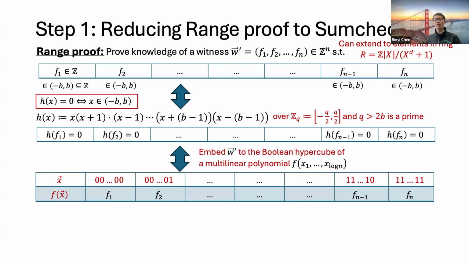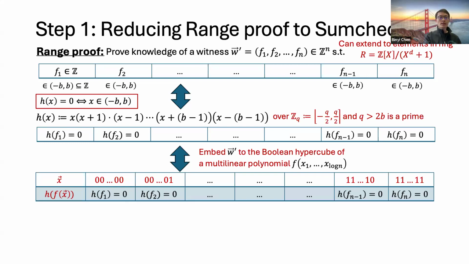And the next step is to translate this statement about a vector into a statement about a polynomial. So the idea here is to embed this vector f1 to fn into some multilinear polynomial. Multilinear polynomial means a multivariate polynomial for which the degree of each variable is at most 1. And you embed this vector as the evaluation of f on this Boolean hypercube. So that means the evaluation of f at point 0, 0, 0 will be f1, and the next point will be f2, and finally the evaluation at 1, 1, 1 will be fn.